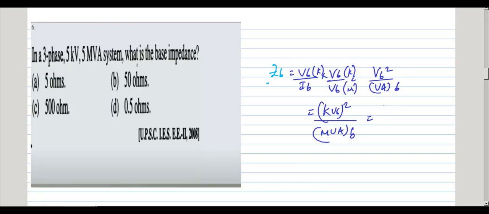Okay, so 5 into 5 by 5, you get 5 only. Answer is 5 ohms. Answer is base impedance he asked. Okay, 5 ohms. Next question.